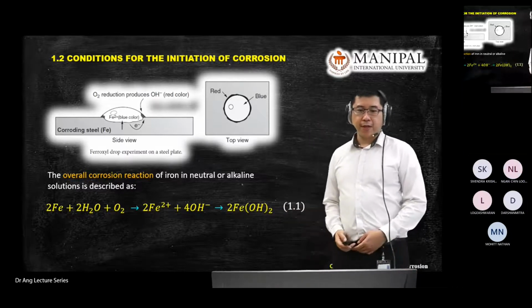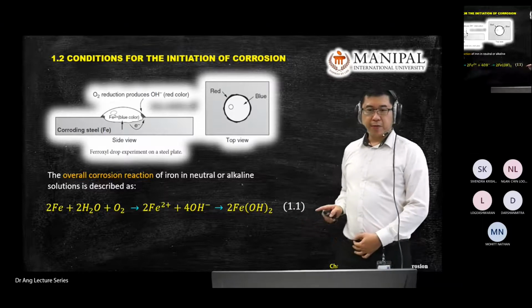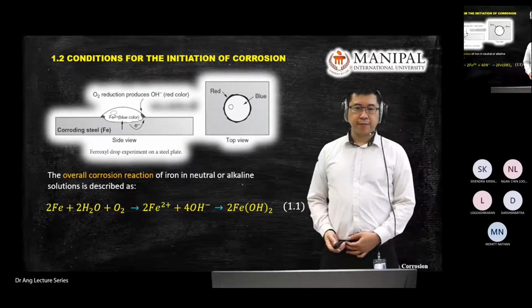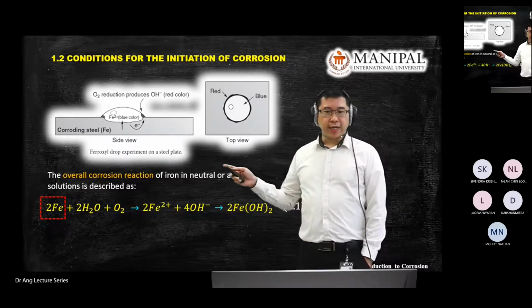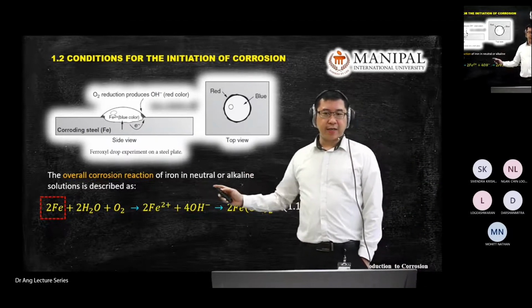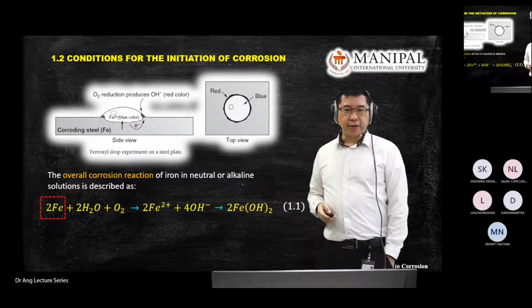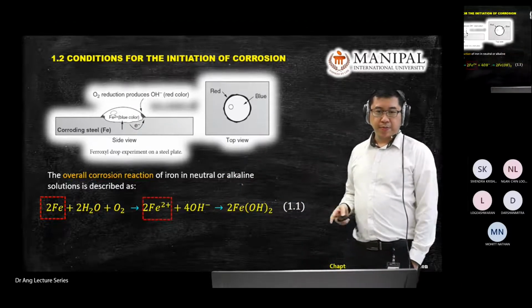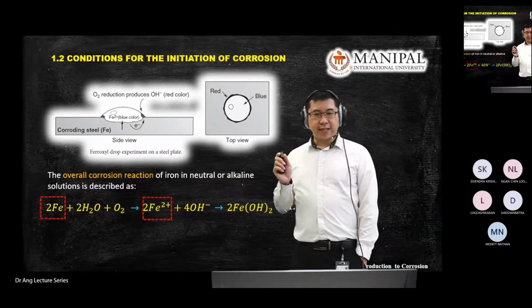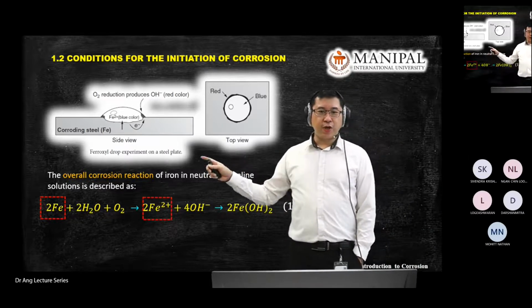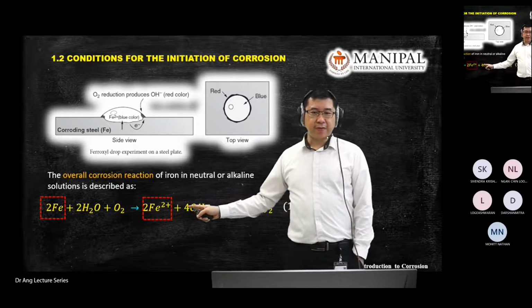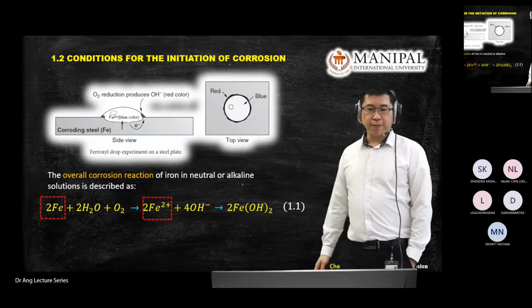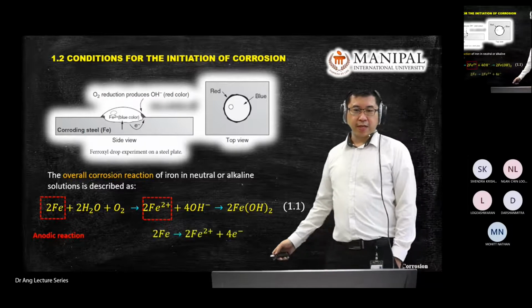All right. Now, let me put this one as the first equation, and then we go further. Next one, we look at the ion, or our metal here. You see, there's a technical name when your element Fe becomes ion 2+. There are two reactions there.